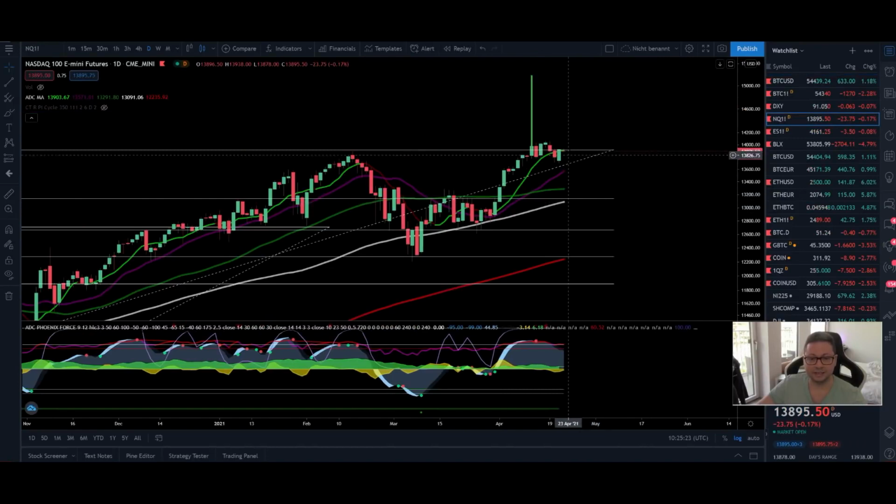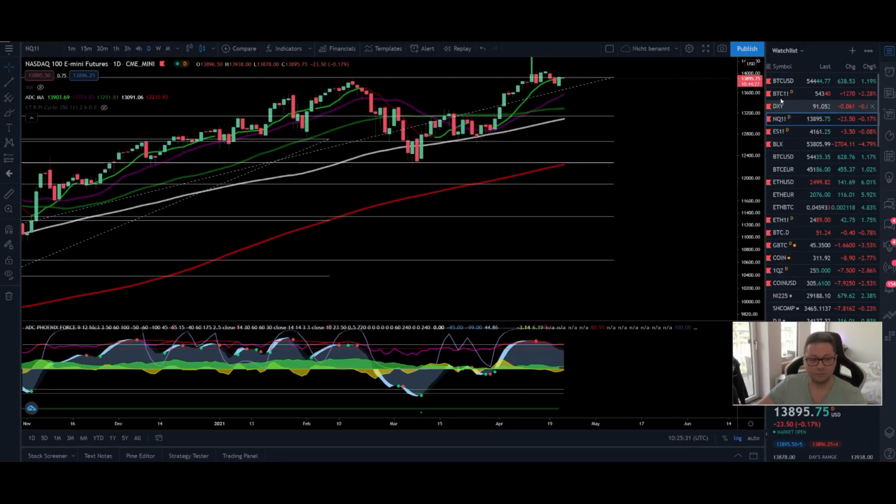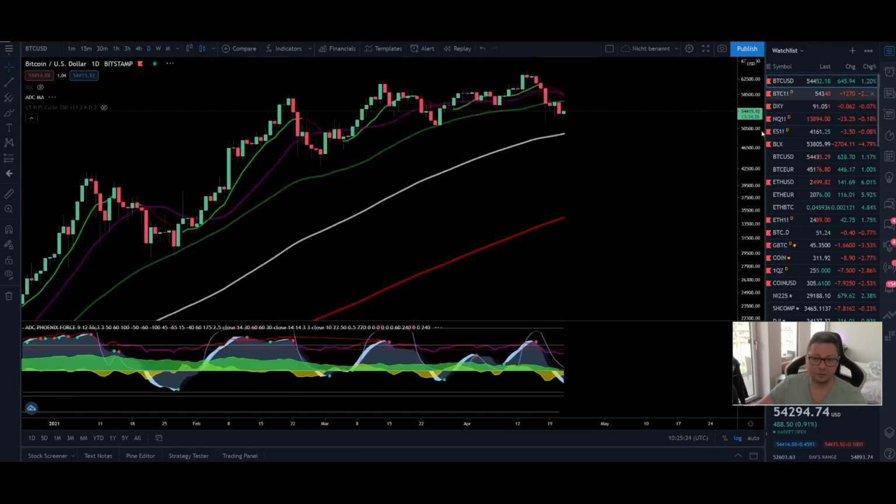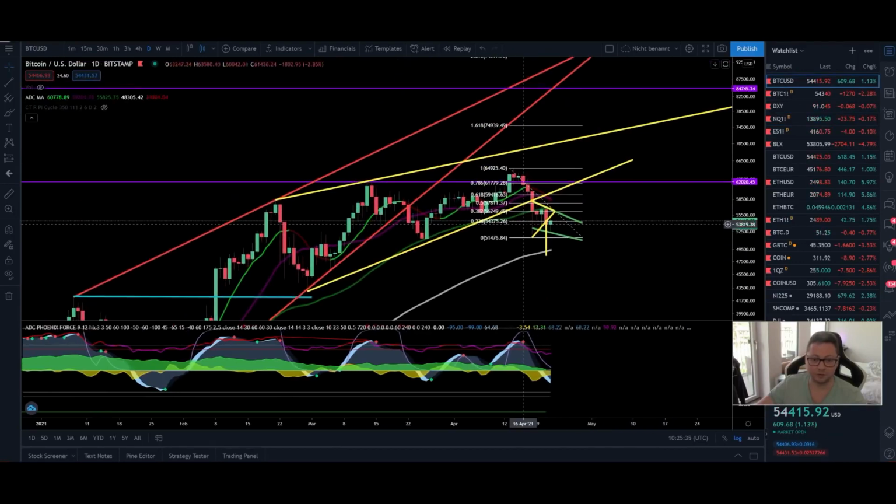And if Nasdaq is able to create new all-time highs, I'm pretty confident that also in the crypto market, especially for Bitcoin, we're also gonna see some big fireworks to the upside coming up pretty soon.